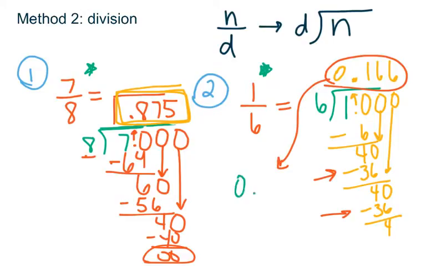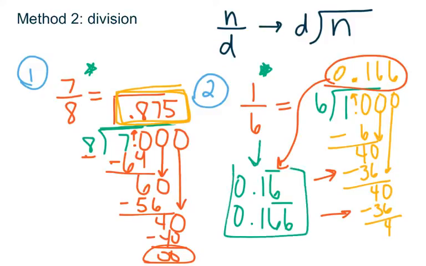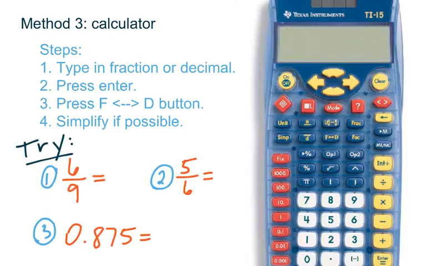So my final answer could look like this: 0.16 repeating, 0.166. Make sure you're just putting the repeating line above the 6 though, because that's the only thing that repeats in this decimal. So 1/6 is equal to 0.16 repeating.